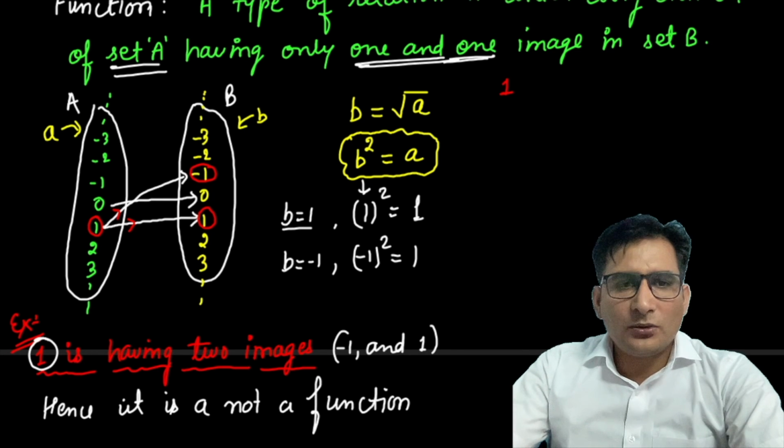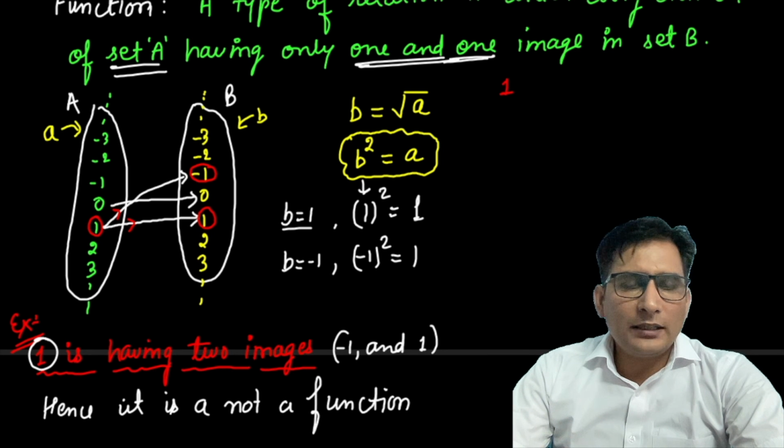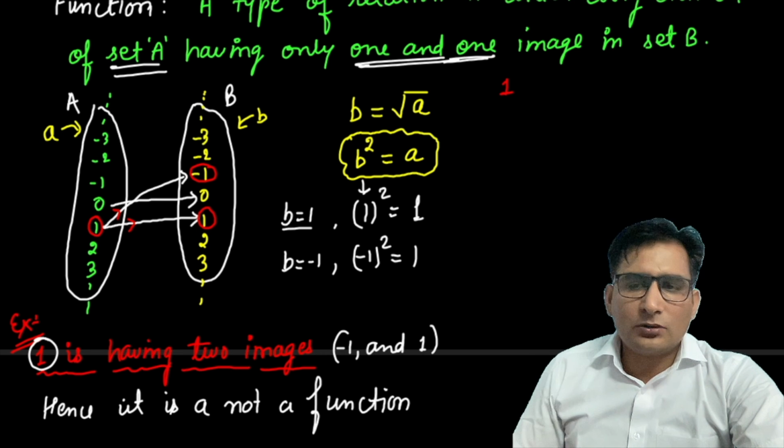I hope this is clear to you. Why is it not a function? Because when an element of set A has 2 or more than 2 images, then it is not a function. I hope this question is clear to you.